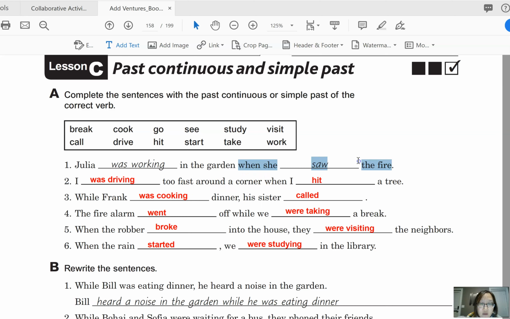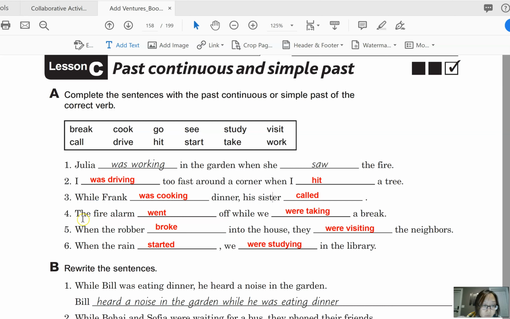When she saw the fire, this is the interruption. So we have to use the when clause, when she saw the fire, and it's past tense. Same thing here. When I hit a tree, this is also past tense. It's the interruption. So we use the when clause. And here it says while Frank was cooking dinner, this is the continuous activity, so we use while. And then his sister called, that's the interruption. Okay, so it's past tense.